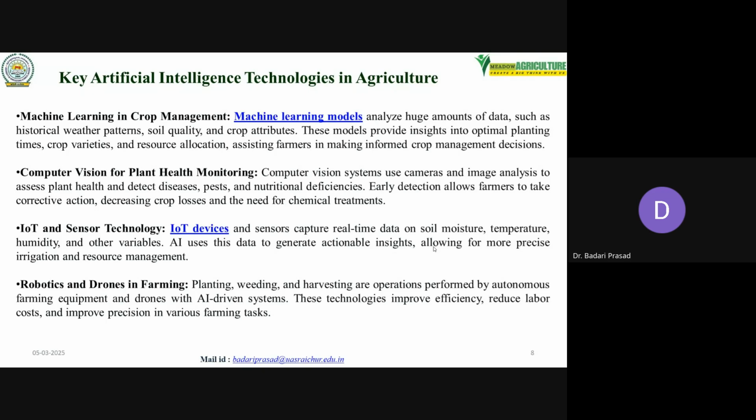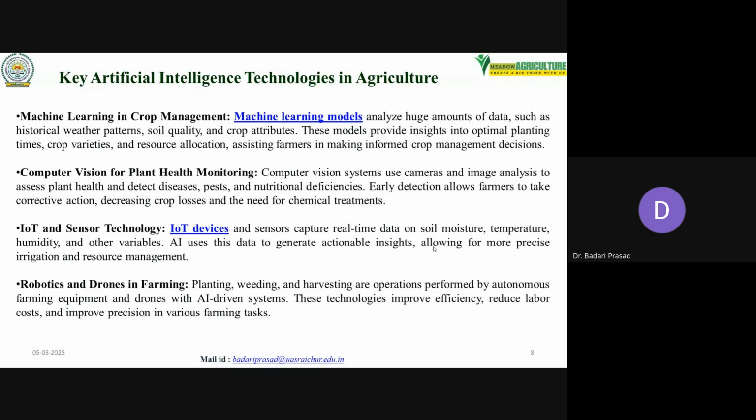Similarly, with the Internet of Things and sensor technologies, these devices and sensors capture real-time data on soil moisture, temperature, humidity, and other variables. Artificial intelligence uses this data to generate actionable insights, allowing for more precise irrigation and resource management. Just by installing proper sensors, we can gauge when to give nutrients, when to give irrigation, and whether the irrigation given is excess, limited, or optimum. So we can take such decisions immediately and on a real-time basis.